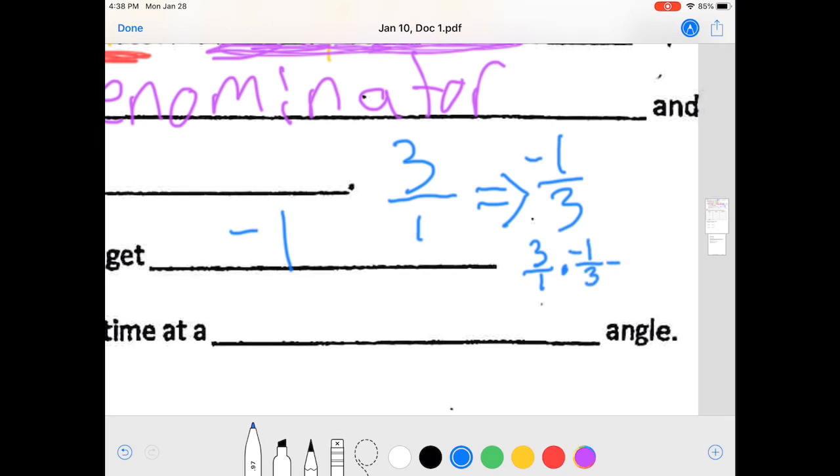-1/3, when we're multiplying fractions, you would do 3 times -1, so you get -3. Then you would have 1 times 3, so you would get +3. And then you have -3 divided by 3, which gives you -1. Remember, if you're checking this rule, that if a negative is divided by a positive, you always end up with a negative.